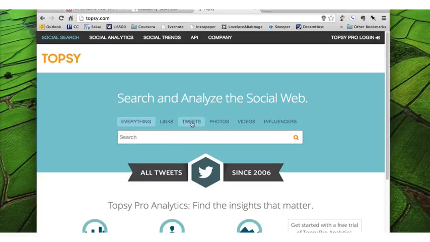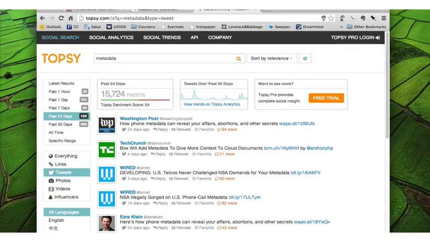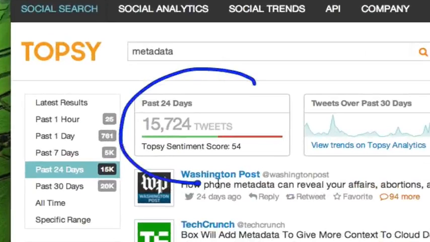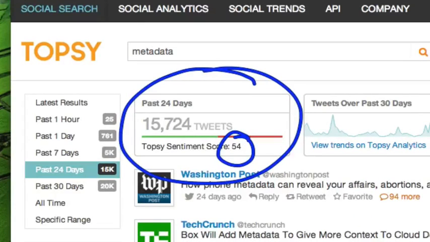So if we search, let's say, just Twitter for metadata, what we see, in addition to a list of tweets that contain the word metadata, we see the sentiment score, which is 54, which means 54% of the tweets have a positive sentiment about metadata, and the rest have a negative sentiment about metadata. So, more than half of Twitter feels good about metadata, which is wonderful. I hope you are among them.